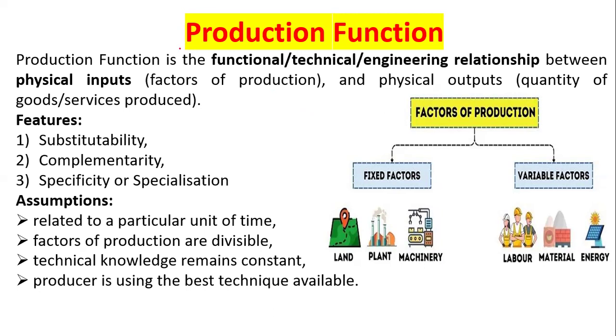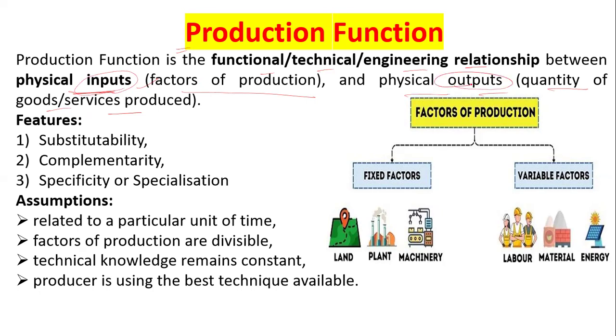That is the production function. So what is the production function? First of all, production is where goods and services are produced. But in economics, the production function is a functional, technical and engineering relationship between the physical input of the factors of production and the physical output, that is, the quantity of goods and services produced. So in production, the physical input is included and the physical output is included.